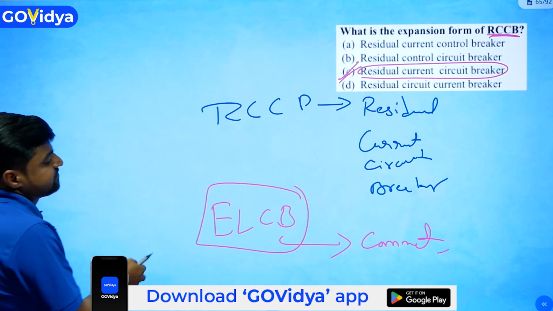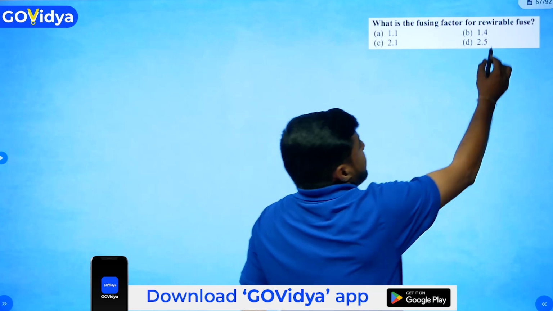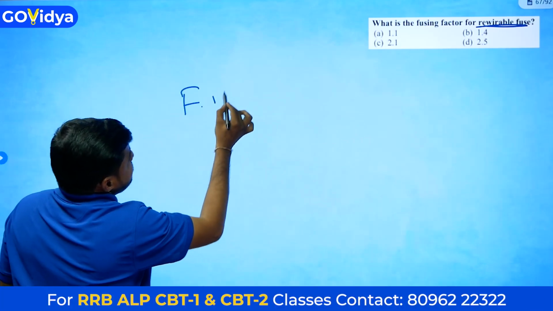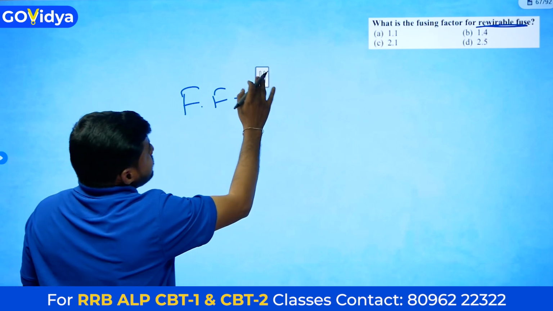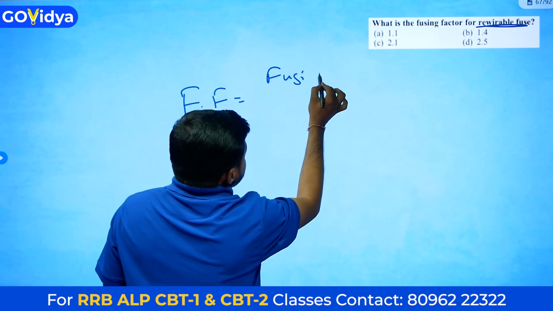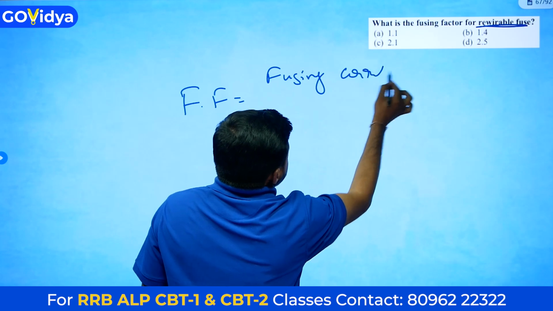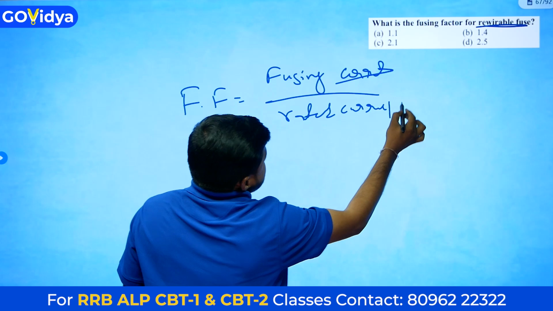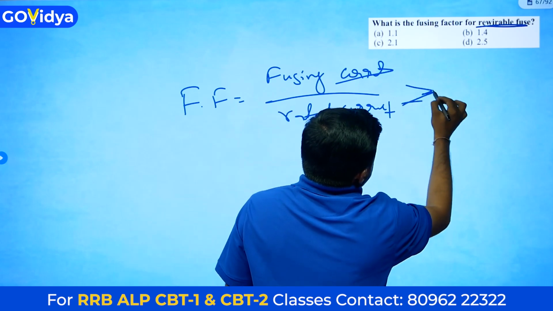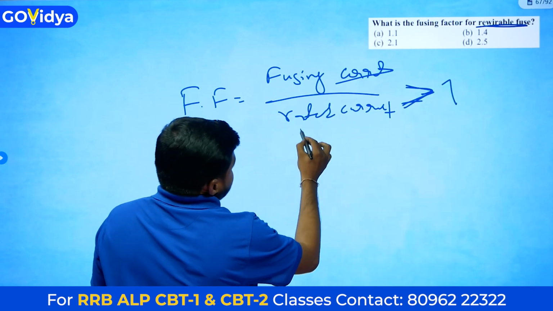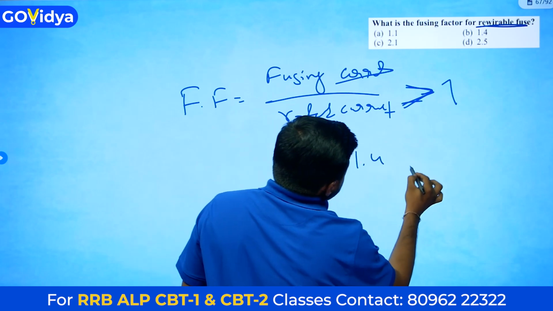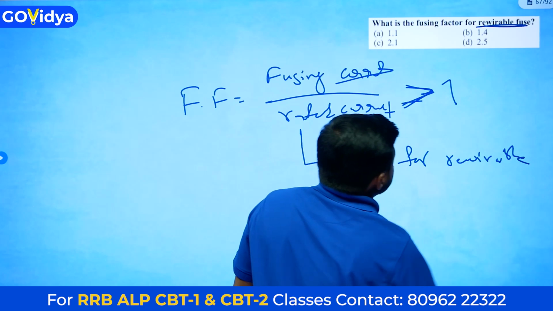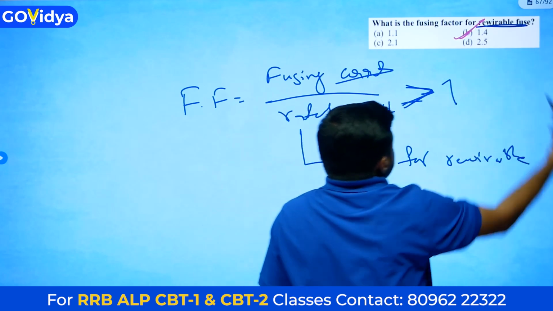Okay, next question. What is the fusing factor of rewirable fuse? Fusing factor is equal to fusing current by rated current. This factor will always be greater than 1. It is 1.4 for rewirable fuse. Okay, from the options, option B is the correct answer.